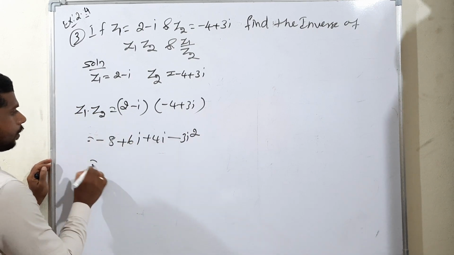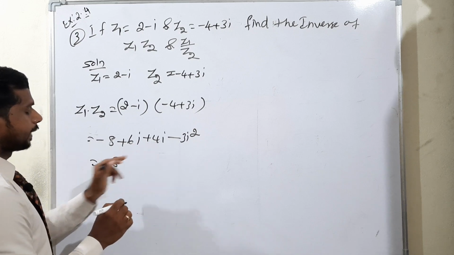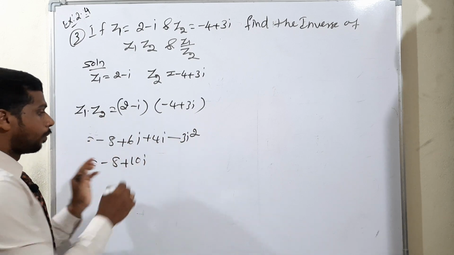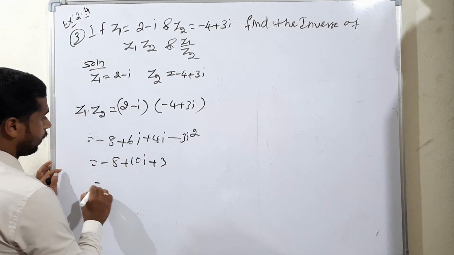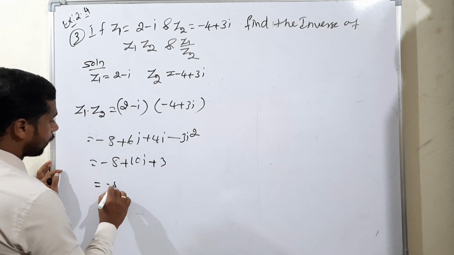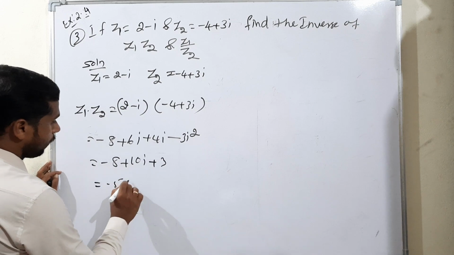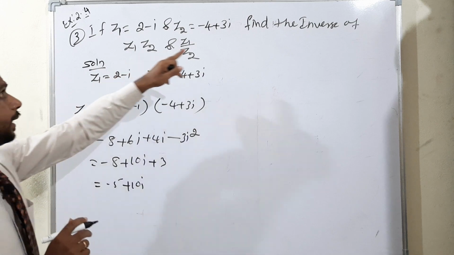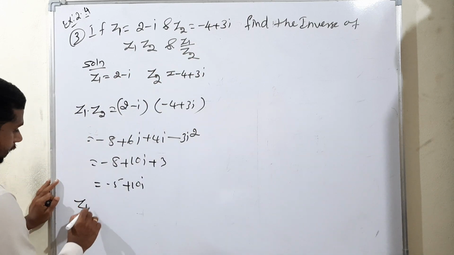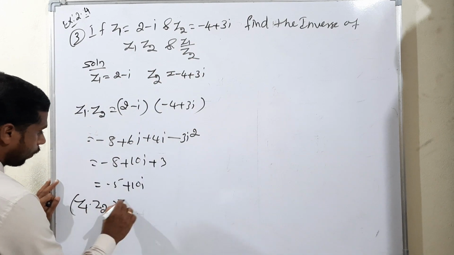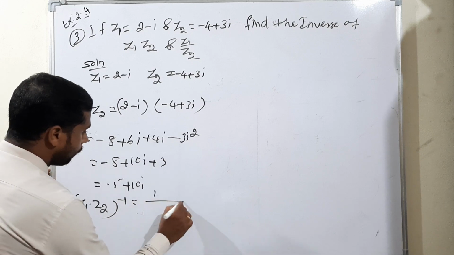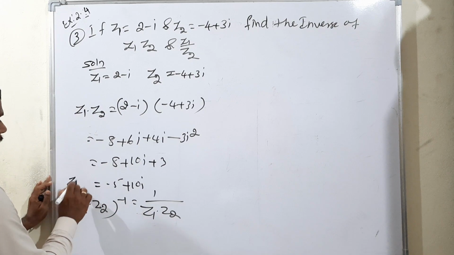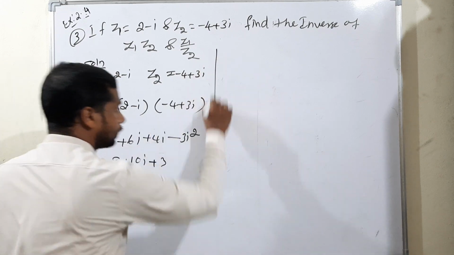So now again, minus 8 plus 6i plus 4i means plus 10i. i square means minus 1, we have a common minus, therefore plus 3 will come. Minus 8 plus 3 means minus 5. So we get minus 5 plus 10i. Then we need the inverse, isn't it? So the inverse of Z1 into Z2 is equal to 1 by Z1 into Z2. We already know the answer for Z1 into Z2.